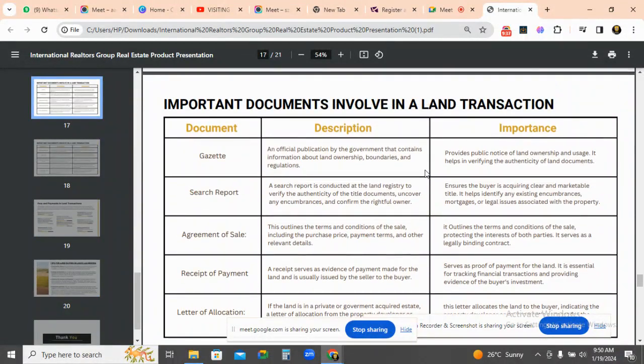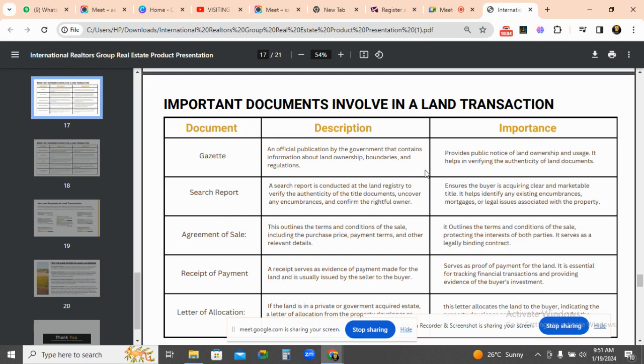So the important documents that are involved in a land transaction, number 1, is a gazette, right? So what is a gazette? A gazette is an official publication by the government that contains all the information about a land, the boundaries and the regulations that are involved in that land. So that is very, very important. That is to say that the government has come out to say, see this land, these are the people that own it.